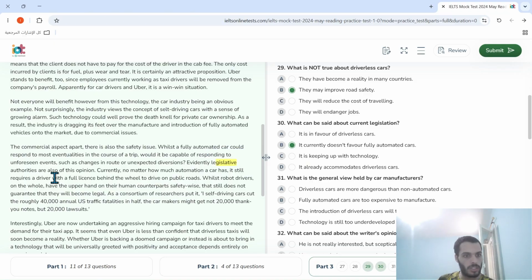Legislative authorities are also on reception. The candidates doesn't favor. Also, this option. Currently, no matter how much automation a car has, it requires a driver with a full license behind the wheel. A public one, bus drivers and so on, until that will become legal and become a self driving car.